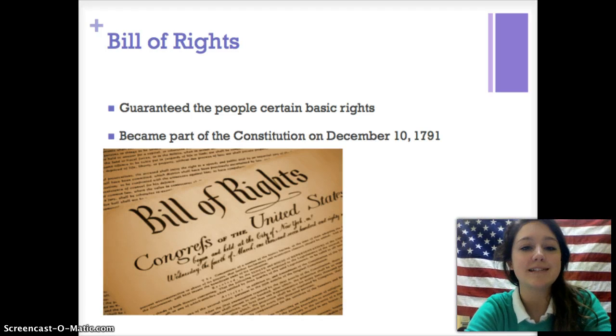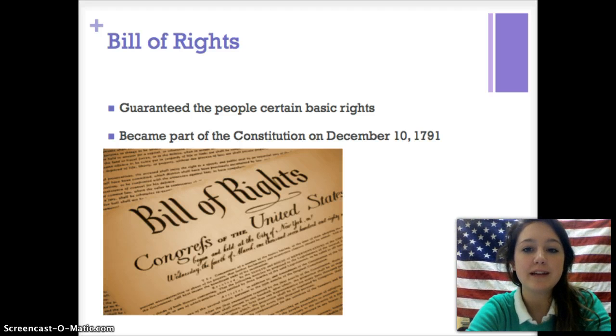Next is the Bill of Rights. The Bill of Rights guaranteed the people certain basic rights, such as freedom of religion, right to bear and keep arms, and freedom of speech. The Bill of Rights became a part of the Constitution on December 10, 1791.